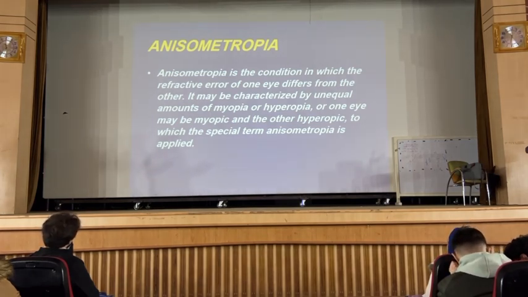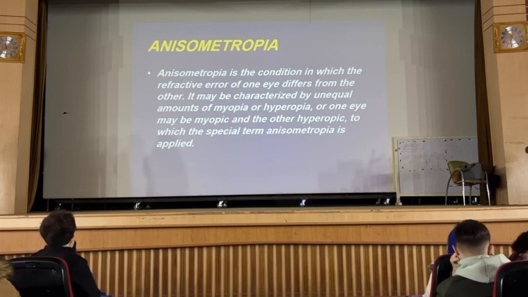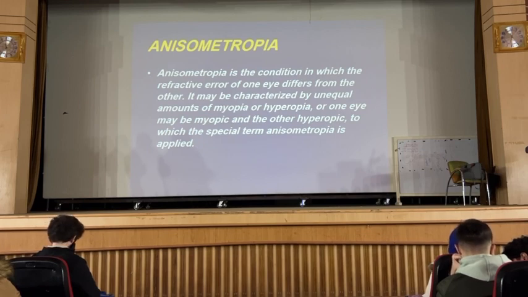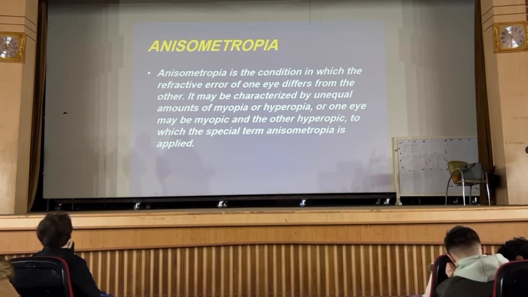Iso means equal. Aniso means non-equal. Anisometropia means unequal refractive state. So anisometropia means there is an unequal refractive state between the two eyes. If the difference in spherical equivalent is large, it is anisometropia.